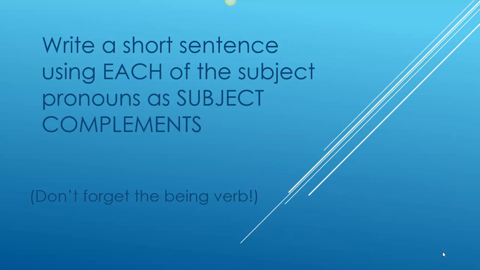Now I'd like you to write a short sentence using each of the subject pronouns as subject complements. So again, those same 7, I, we, you, he, she, it, and they, but write them as a subject complement. Don't forget the being verb.